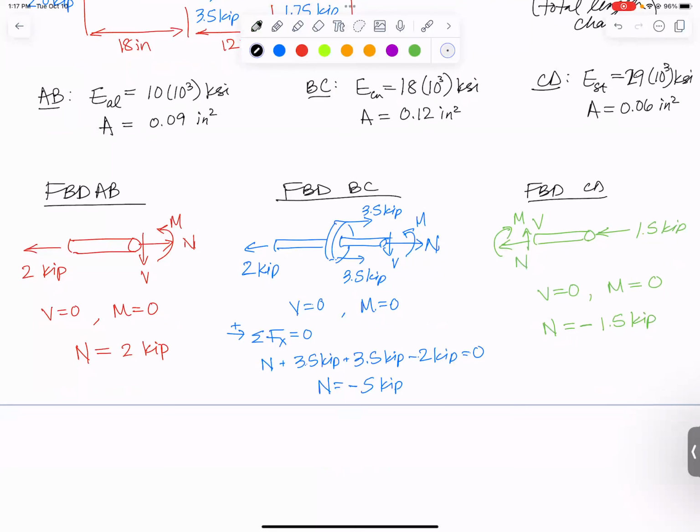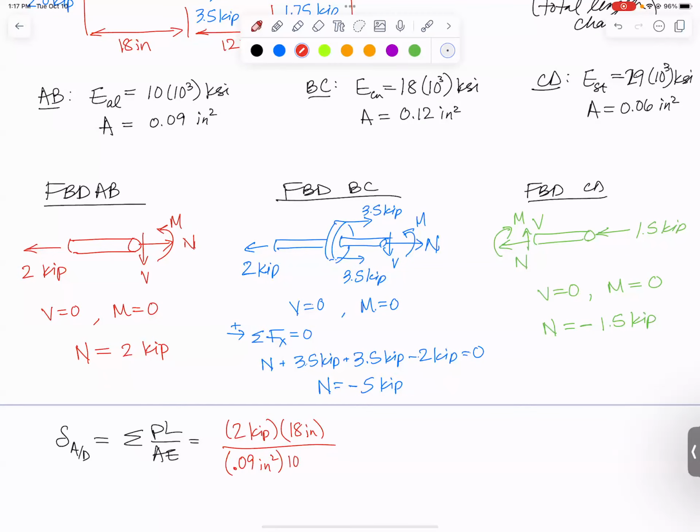To get the total length change from A to D, I need to do each section's PL over AE, and sum them all up. So I will do it by color. First, let's do section AB. That's going to be 2 kips. Its length is 18 inches. Its area is 0.09 inches squared, and its Young's modulus is 10 times 10 to the third kips per square inch.